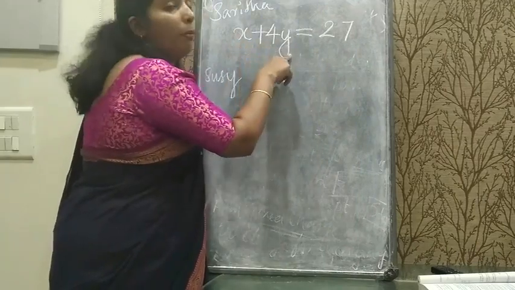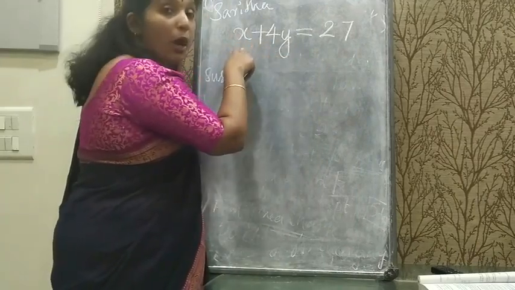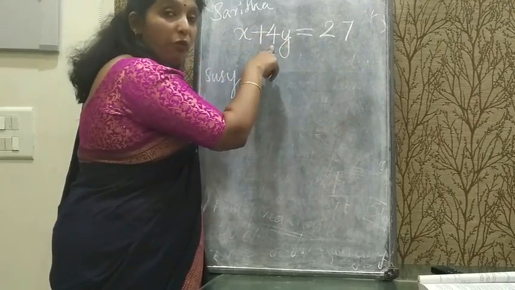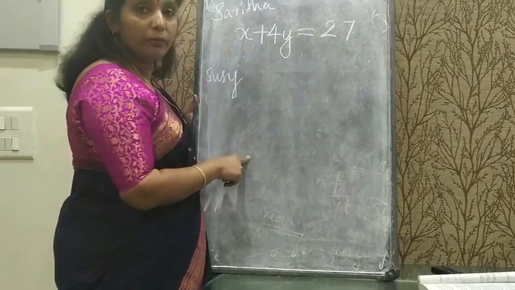So the total amount paid by her is the fixed amount plus the amount paid for the extra 4 days, which is equal to 27.